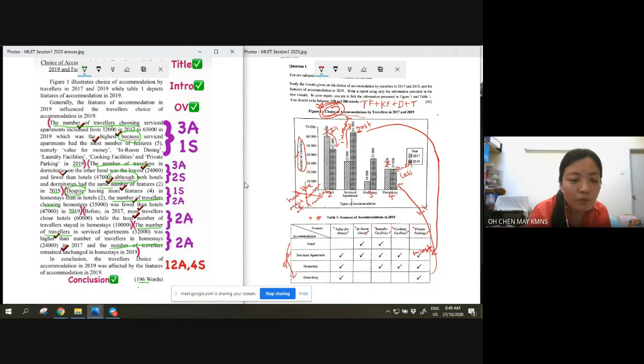I'll continue with another one. The number of travelers in service apartments, 32,000, was higher than the number of travelers in homestays. So those in service apartments were higher. So he's trying to show another analysis. Okay, this is wrong already. This is not homestays, this is dormitory. All right, because the number of travelers remained unchanged in dormitory. There's some kind of mistake here.